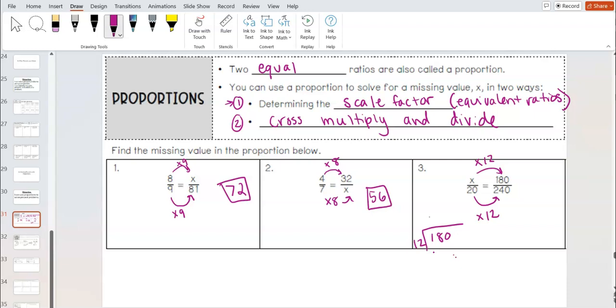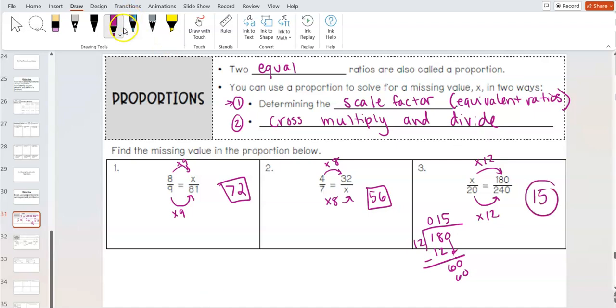To figure out how many times it goes in, it goes in 1 time, and I have 6 left over. 12 into 60 is 5, and that's even. So it's going to be 15 is my answer.